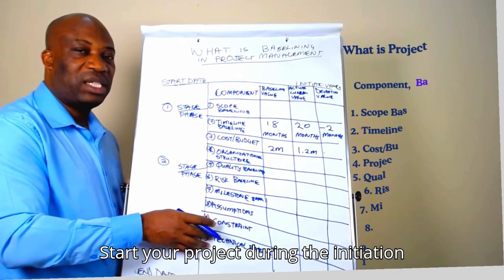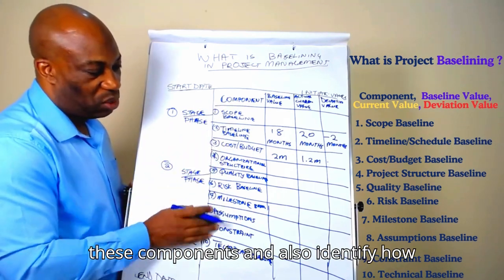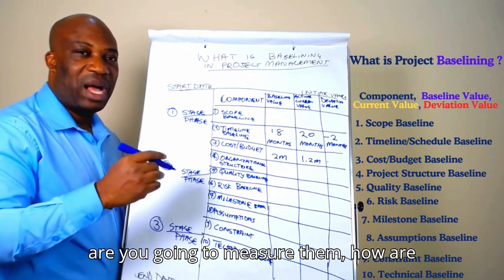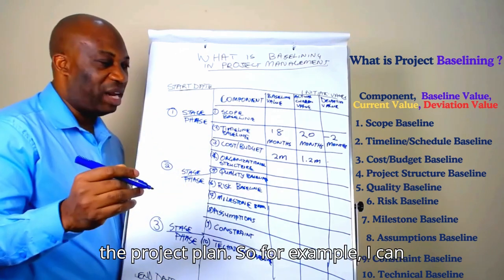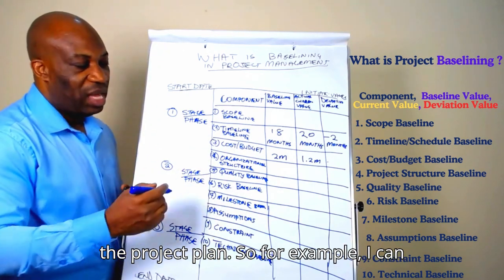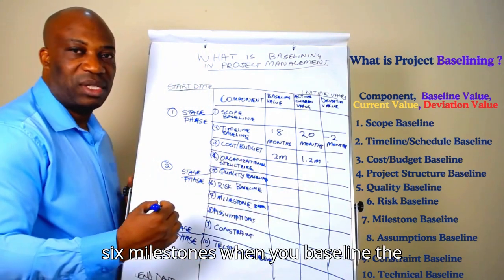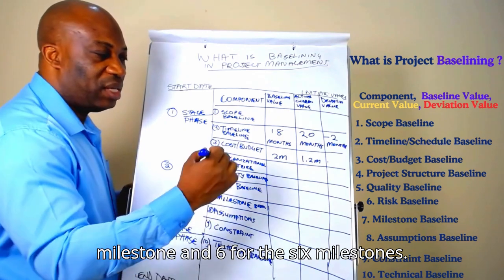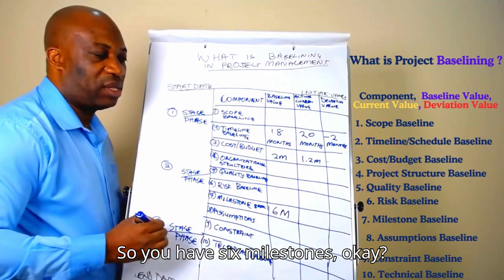To start your project, during the initiation stage, you should be able to pick all these components and also identify how are you going to measure them, how are you going to document your components when you're baselining the project, not the project plan. So for example, I can give milestones. You might have 6 milestones when you baseline the project. So I'm going to use M for milestone and 6 for the 6 milestones. So you have 6 milestones, okay?